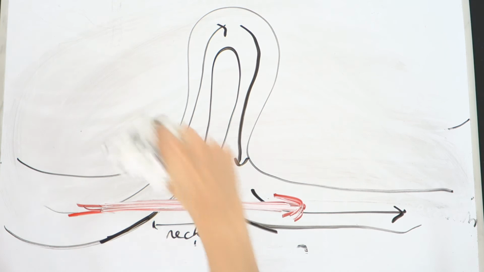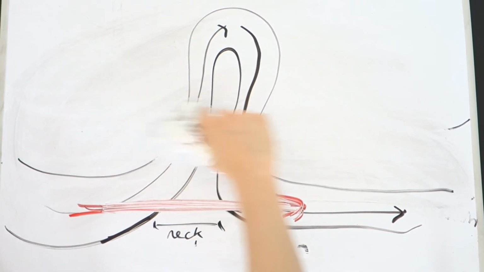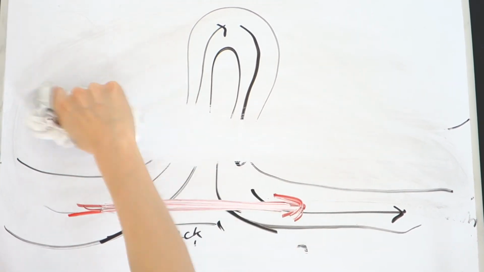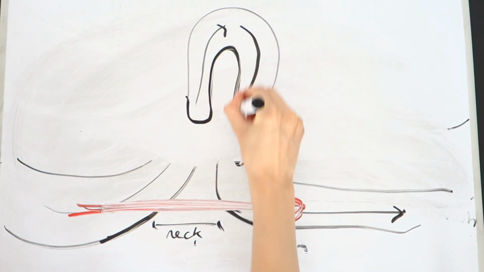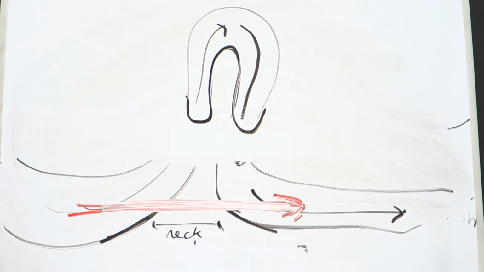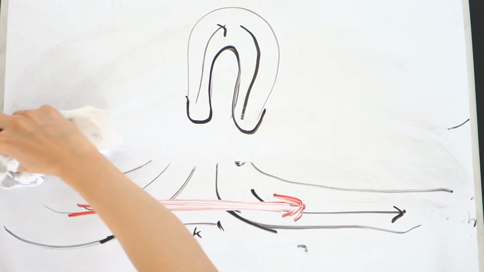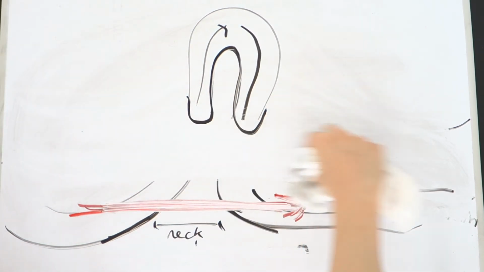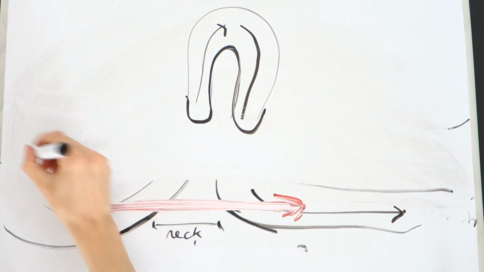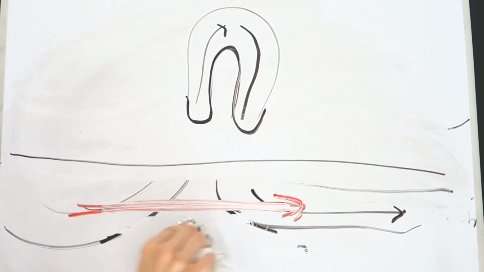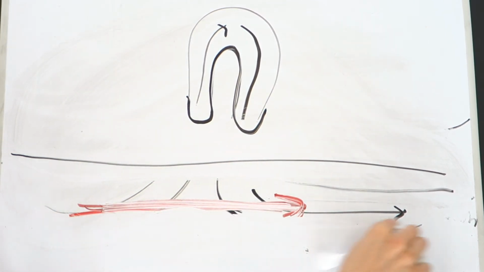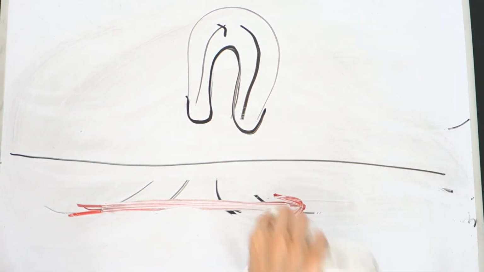Eventually, this part of the river gets cut off through deposition. And we have a new course of the river. The river takes a new path. We've no longer got a neck because our river is now taking a more straight path.